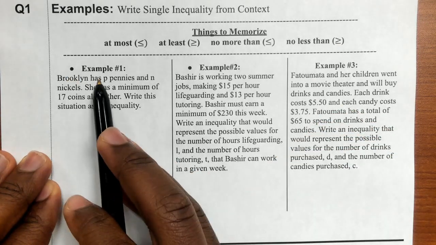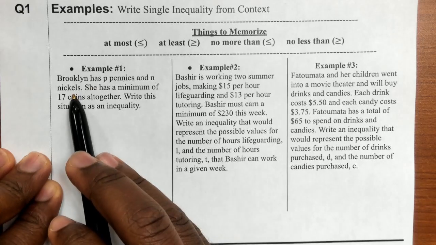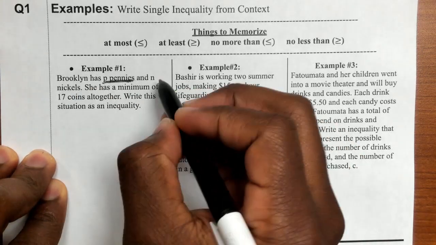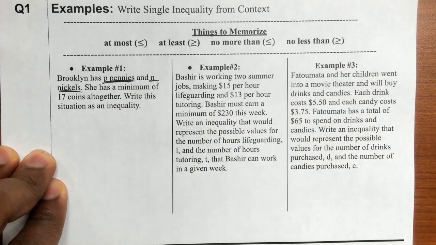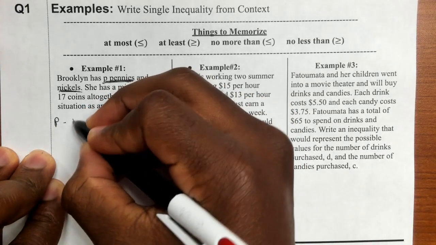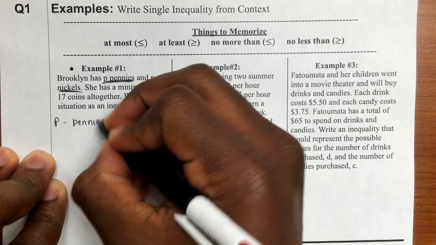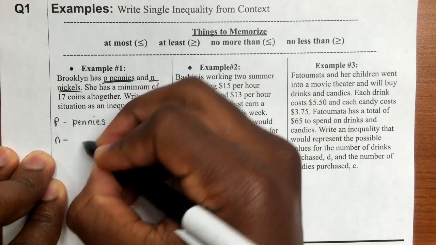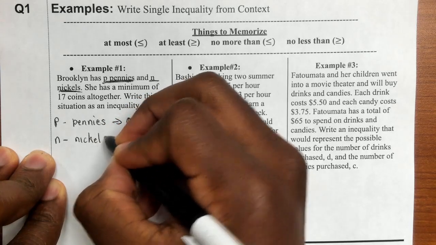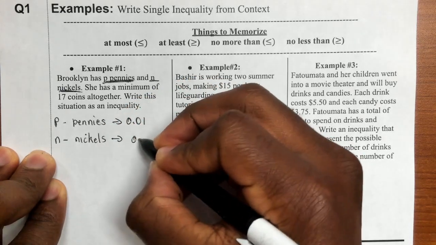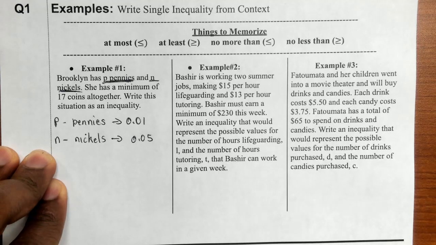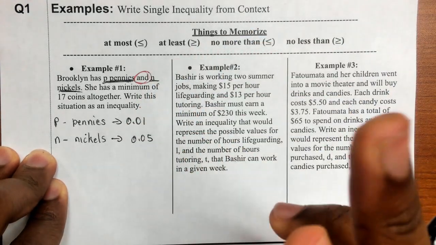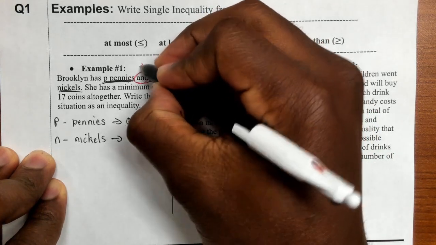The question says Brooklyn has P pennies and N nickels. That's important to us. So P represents pennies and N represents nickels. P is pennies, and you should know that a penny is 1 cent. N represents nickels, and you should know that a nickel is 5 cents. The word "and" means something to us. If I said "me and you," that means that there's two people. So "and" means you add.